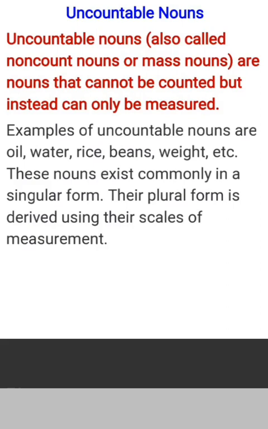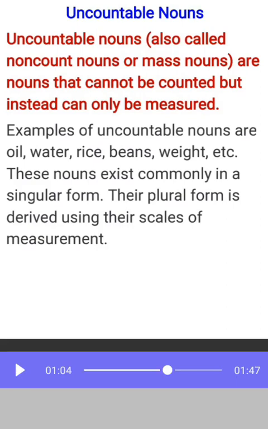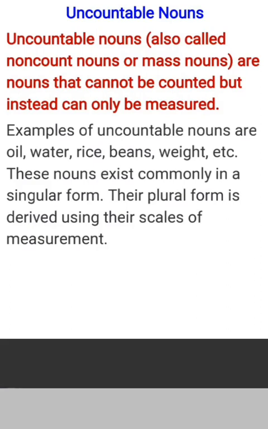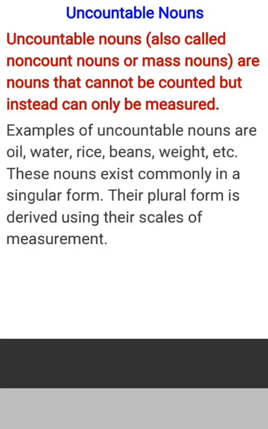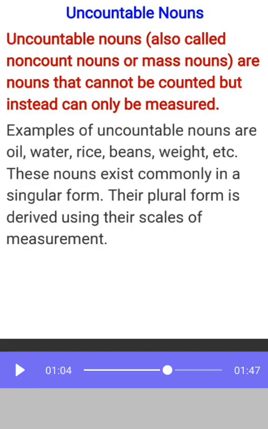They exist commonly in the singular form. Sorry for that. And so we take them as singular in sentences. But we have their plural form. Their plural form is derived using their scales of measurement. For example, you don't say 2 rices. Instead, you say 2 cups of rice. So you are using the scale of measurement to form the plural form.